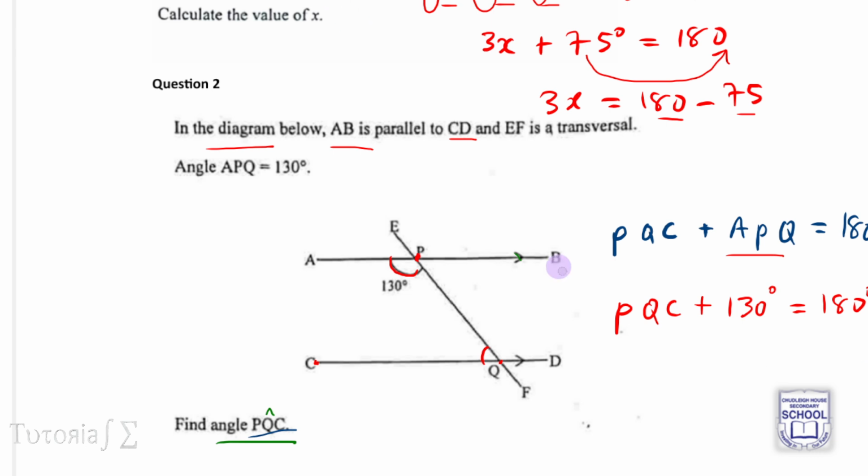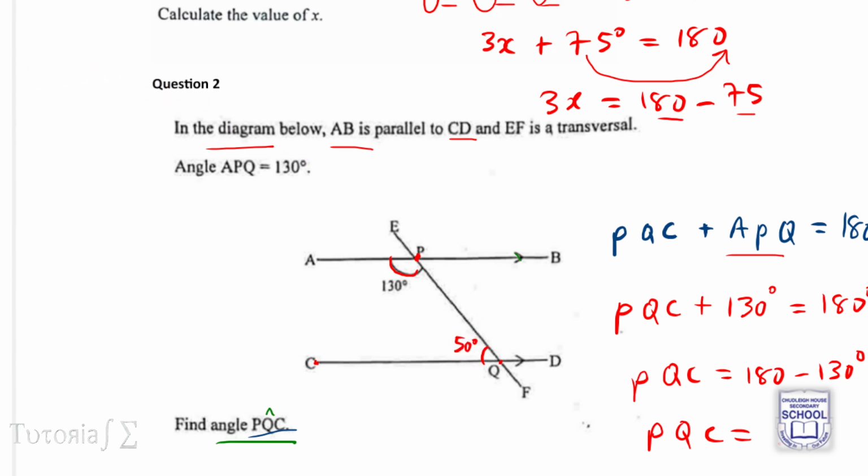And you're going to have PQC equal to 180 degrees minus 130. Which when you simplify, you're going to get 50 degrees as your answer. So this angle here is 50 degrees.